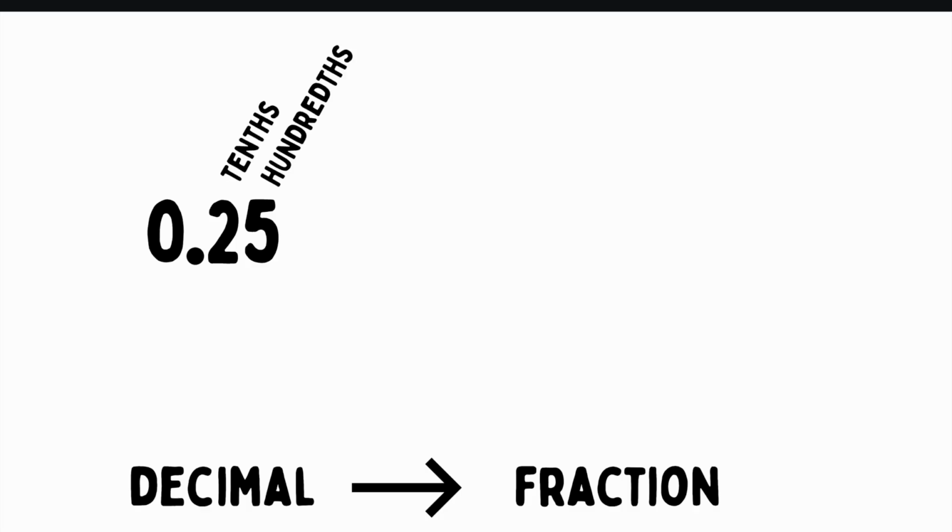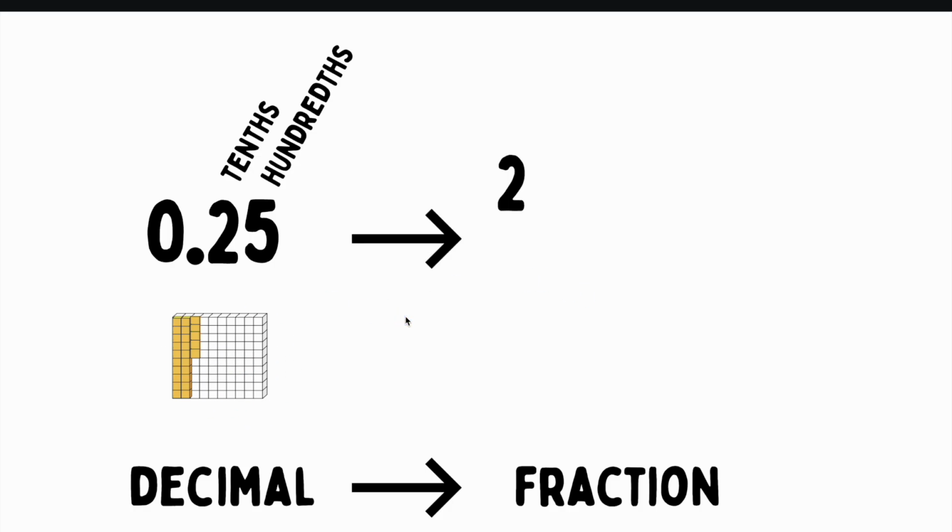Decimal to a fraction. We have 0.25, or 25 hundredths. The 2 is in the tenths place, and the 5 is in the hundredths place. Let's create a model of 0.25, or 25 hundredths. We have 2 tenths and 5 hundredths. 1, 2, 3, 4, 5. We have 25 out of 100. Let's write that as a fraction. 25 out of 100. 25 hundredths, because we're working with the hundredths place.